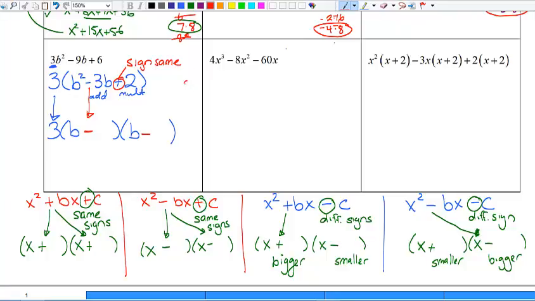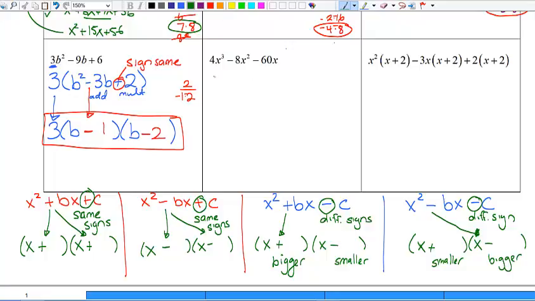So I'm looking for the factors of 2. Well, there's only one set of factors of 2, 1 times 2, that add to 3. Is that going to add to 3? If they're both negative, they add to negative 3. And that is my answer. And knowing these little sign rules can help you to get your answer a little bit quicker.